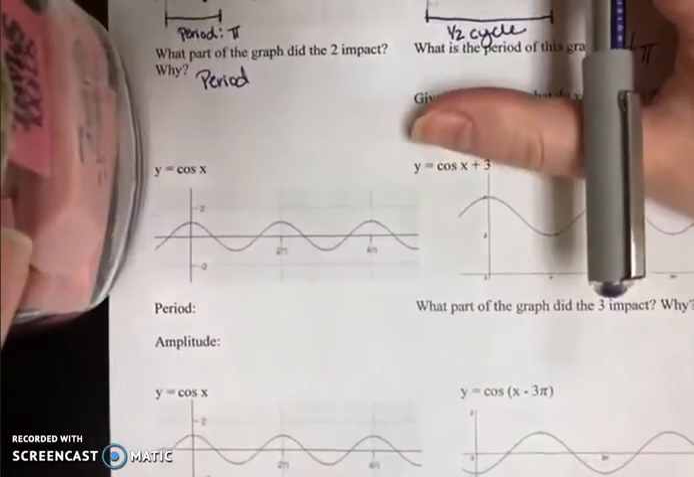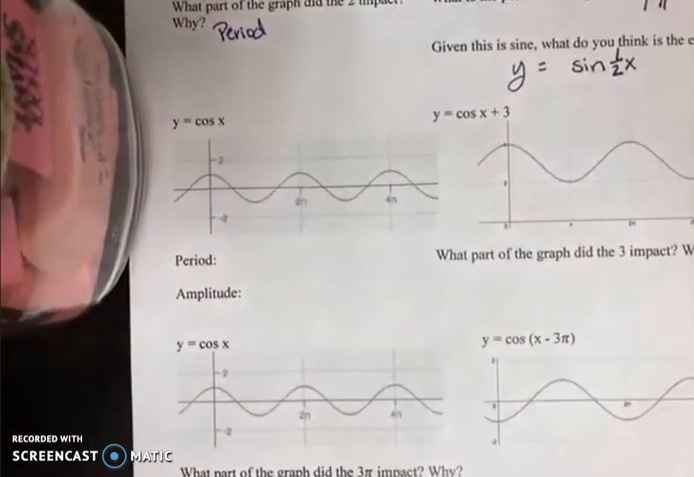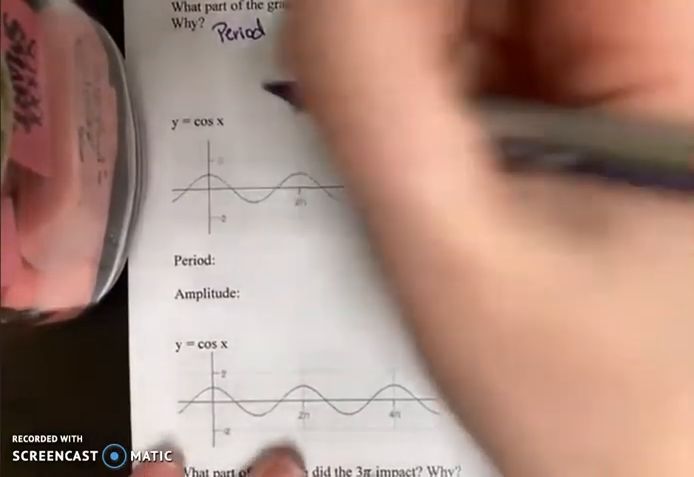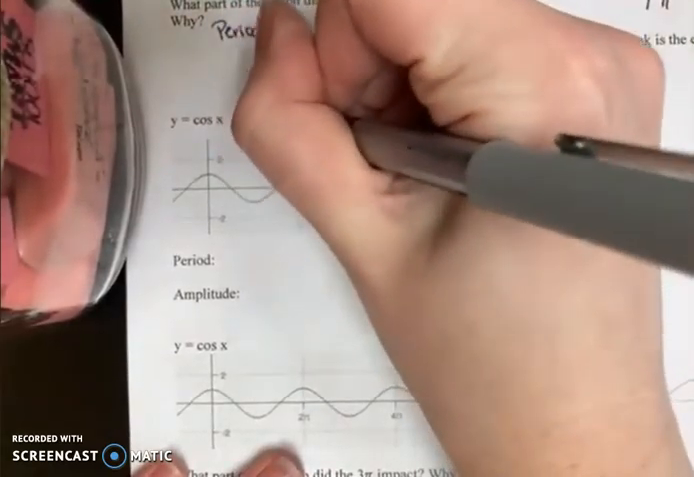Let's take a look at cosine. Cosine has a different pattern. This right here is the parent function.